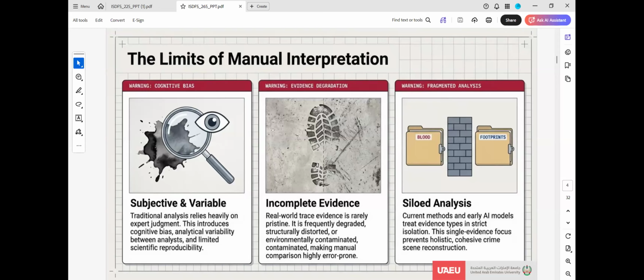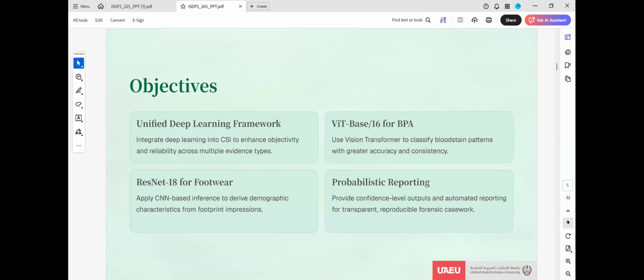Similarly the footprint. The name itself is easy, but what kind of footprint? For example, the age of the person, whether male or female, everything we have to consider. And finally, with the help of this we have to secure and do fragmented analysis. One is blood, another one is footprint. Then the next is the objectives.